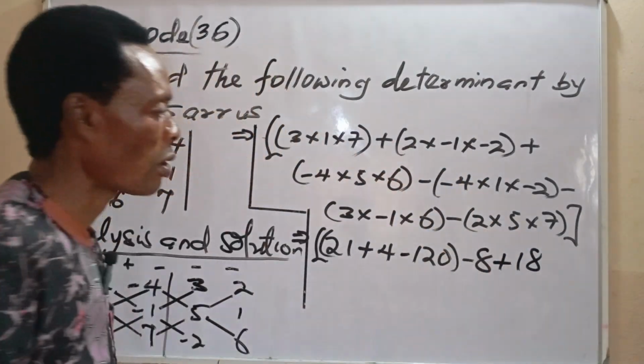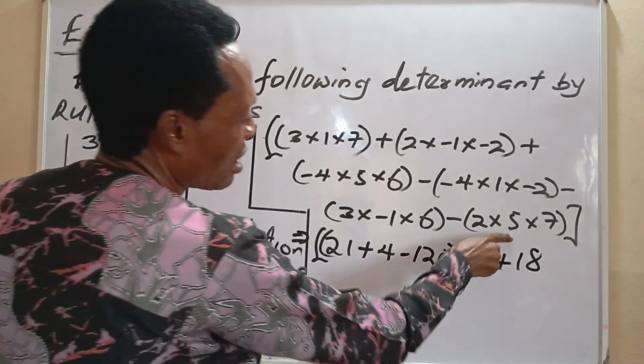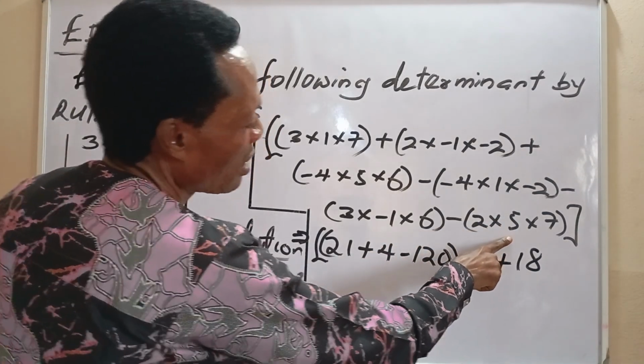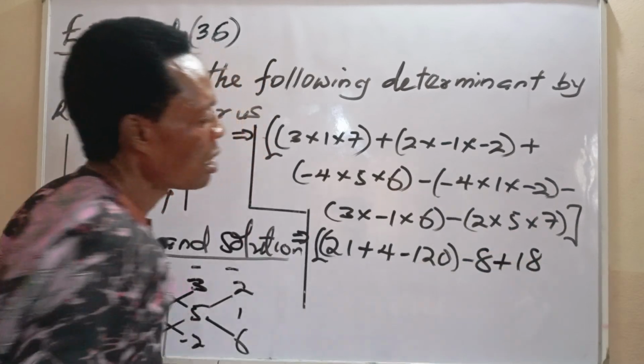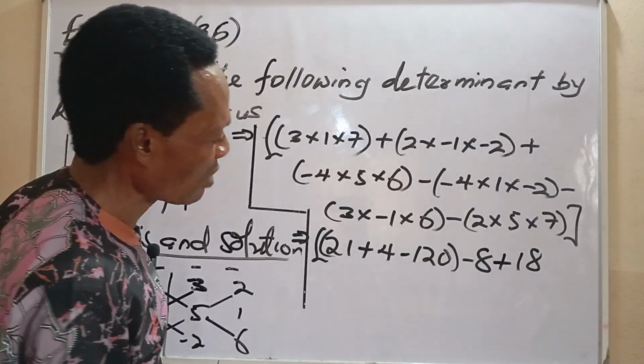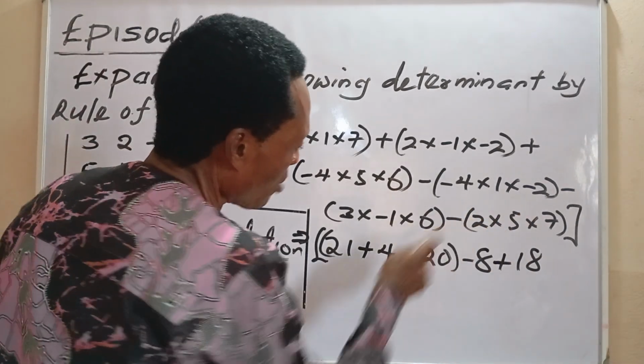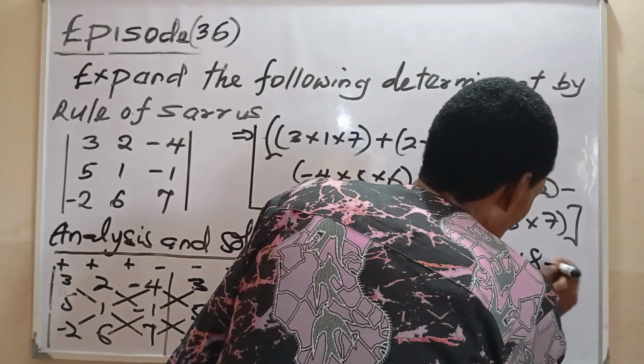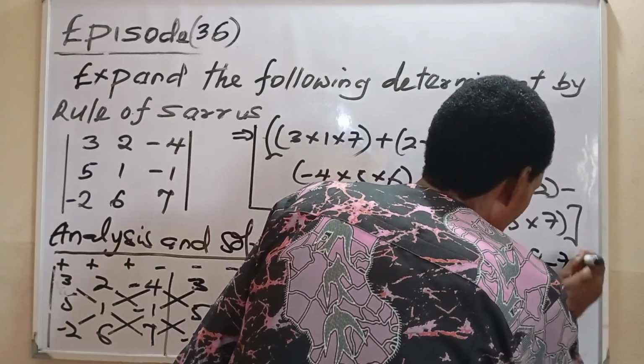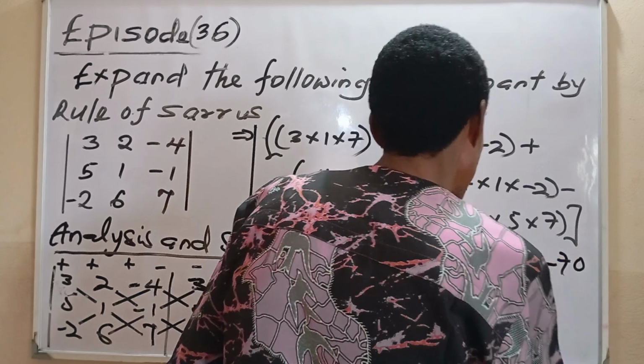Then the last one. This is minus 2 times 5 will give you 10. Then 10 times 7 will give you 70. So 70 times minus will give you minus 70. Okay, so that is it.